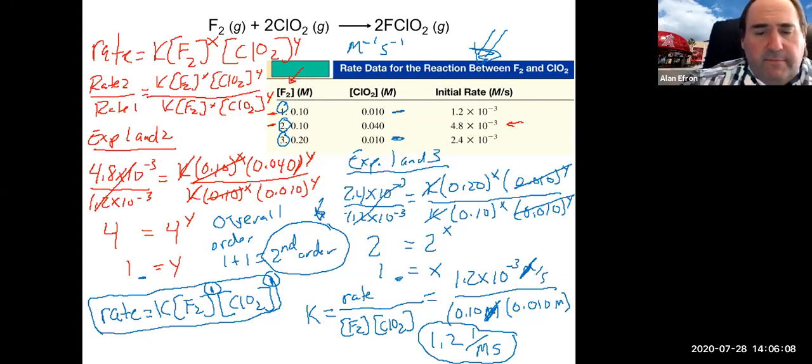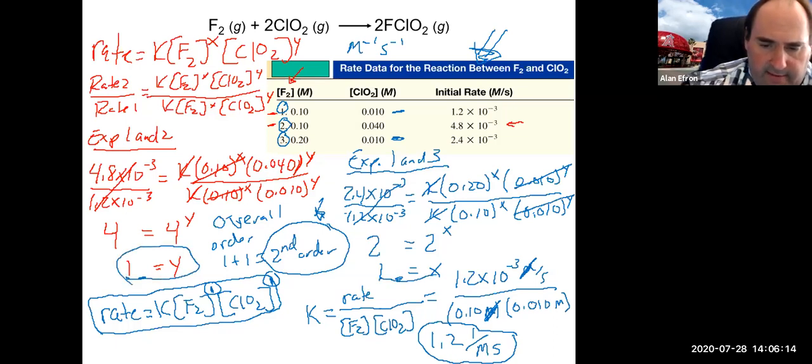Once you've completed the rate law like we did previously, and we found out that y equaled 1 and x equaled 1, for each of those are the orders with respect to the individual reactant. So the order with respect to F2 was 1. The order with respect to ClO2 was also 1. When you want to find out the overall order of a reaction, you basically add all the orders together. So 1 plus 1 equals 2. And that's how we know it's second order overall in this reaction.